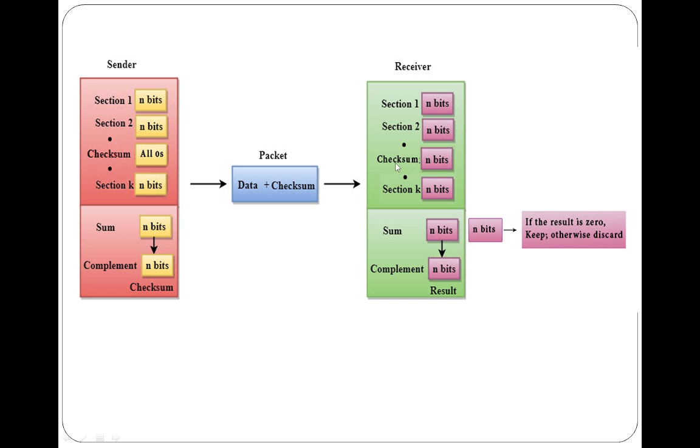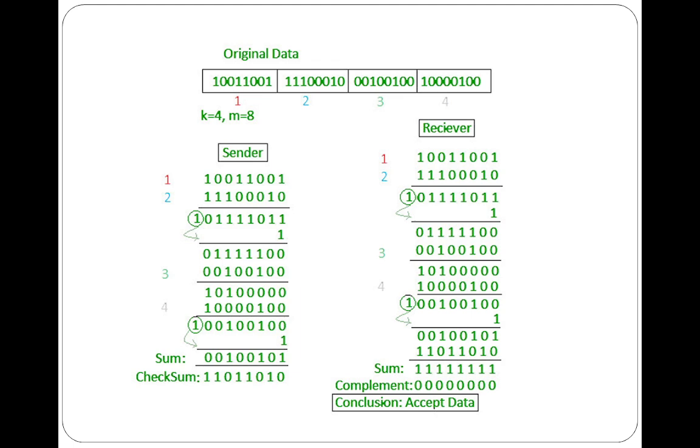At the receiver side also, we have to do the same kind of process that we have done at the sender side. If all the resultant bit values are 0, then we can confirm that no error happened during the communication. If not, we can say that there is a possibility of an error having happened. Let us discuss one example.